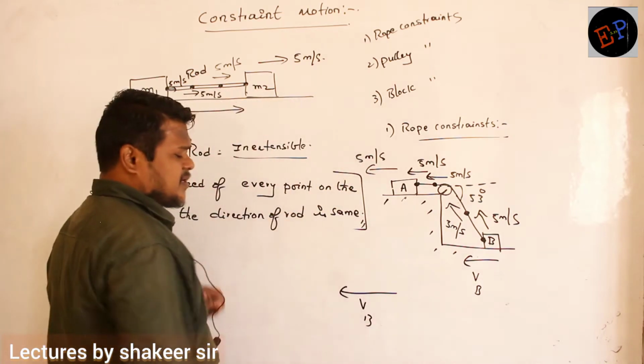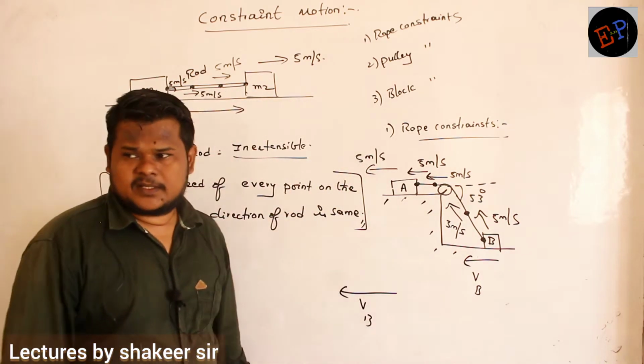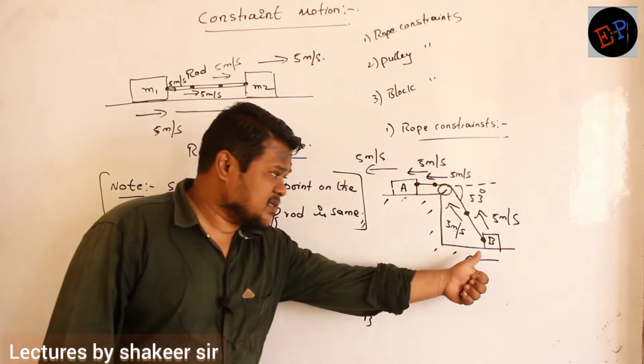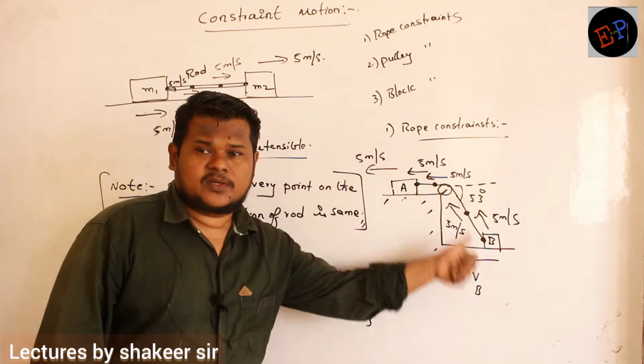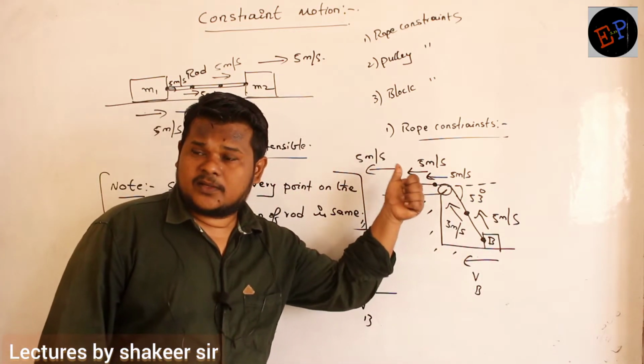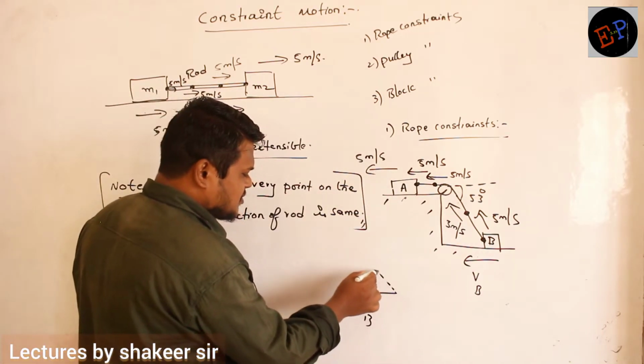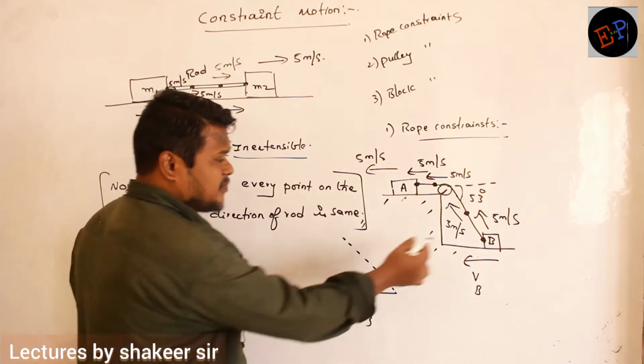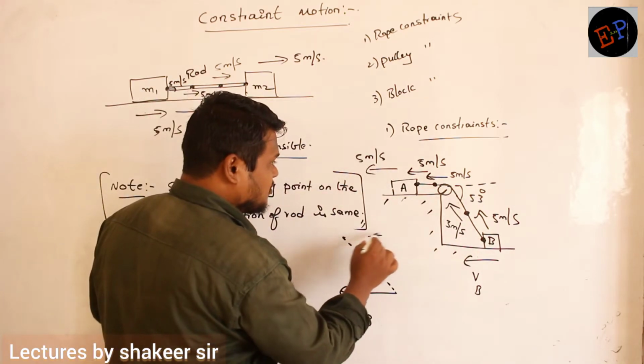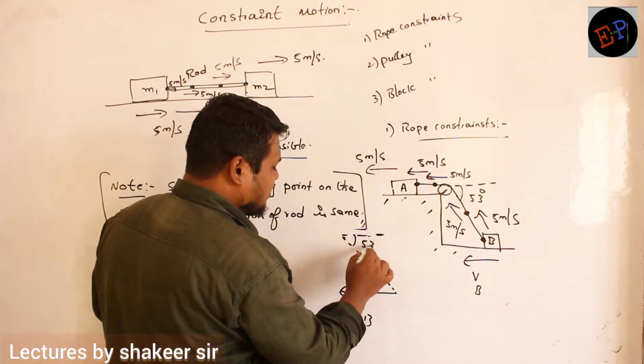And I split this velocity into two components, such that one component is present in the direction of the rope. One component should be along the rope. Clear, no? And what is the rope direction? This is the rope direction. Rope is like this only, no? So rope is making how much angle? Rope is making an angle of 53 degrees.